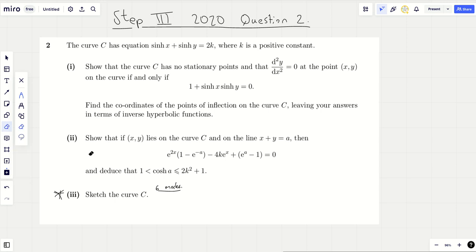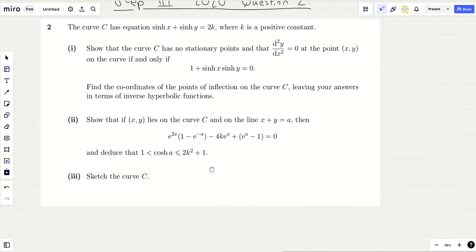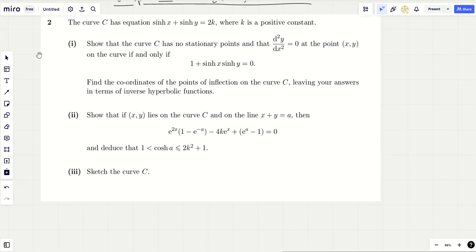Because whilst I got the general shape of the curve absolutely right, I didn't realise the relevance of this point here, and although it was in the back of my head that I should be using this result, it didn't quite occur to me how it was useful. But yeah, anyway, let's get on with it.